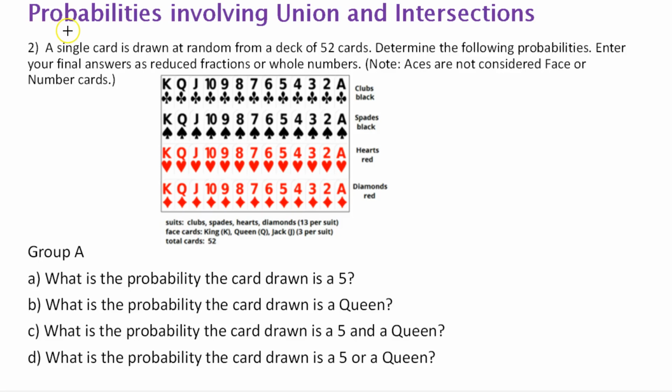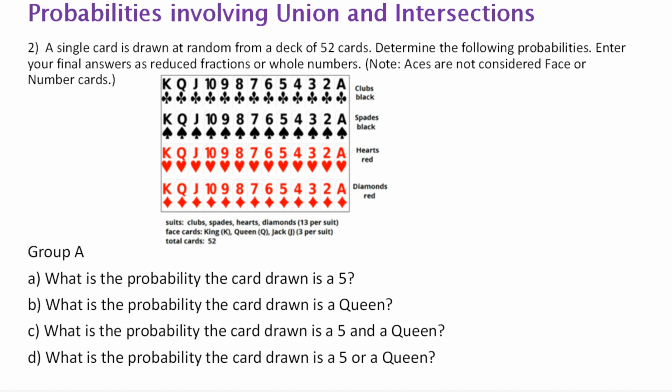In this video, we're going to look at probabilities involving union and intersections. A single card is drawn at random from a deck of 52 cards. Determine the following probabilities. Enter your final answers as reduced fractions or whole numbers. And we're told, note, aces are not considered face cards or number cards.